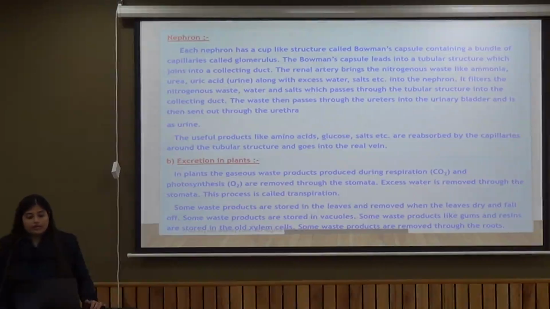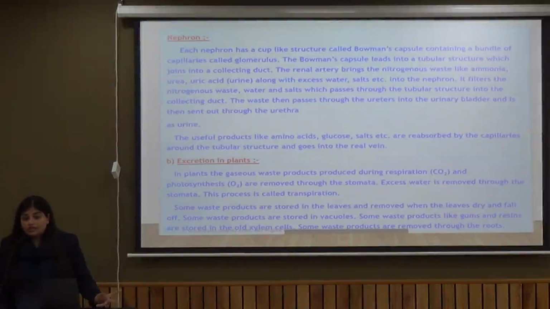Okay, so let's come to the last topic of the chapter, which is excretion in plants. Now if you remember, plants have stomata. I discussed the structure of stomata. Through stomata, a lot of waste products are released. Now think of the waste products which can be released through stomata. One is oxygen, that occurs during photosynthesis. Oxygen is a waste product.